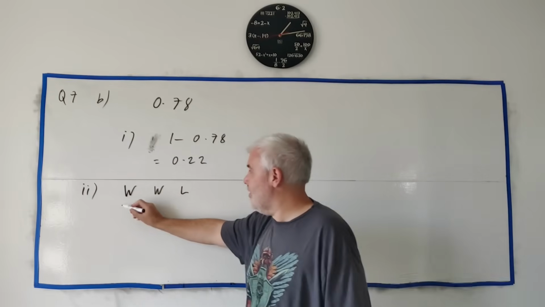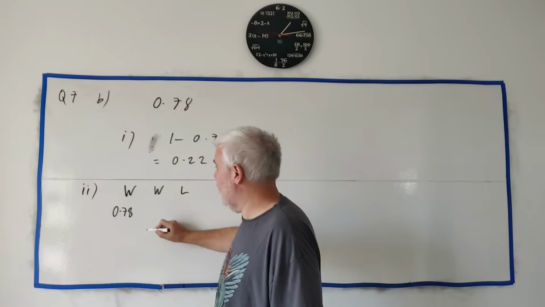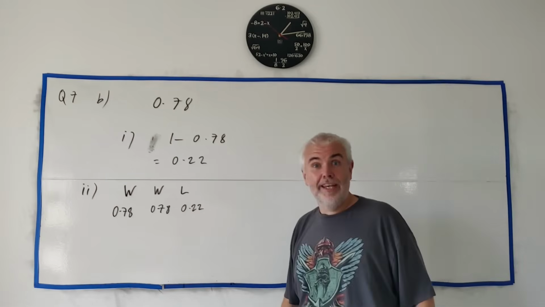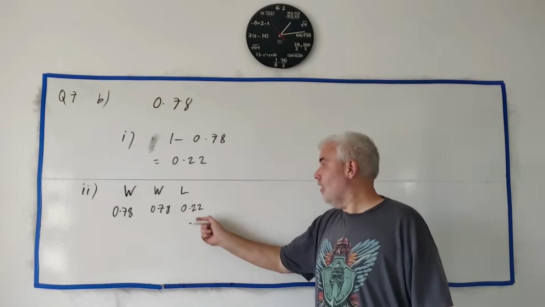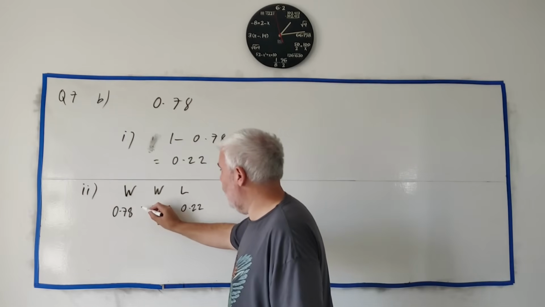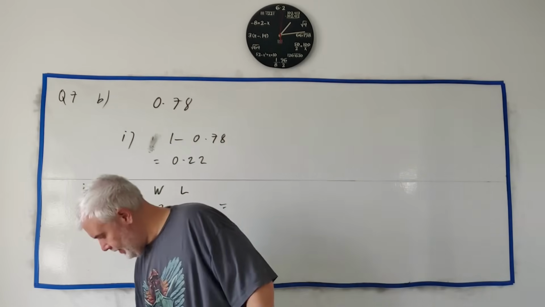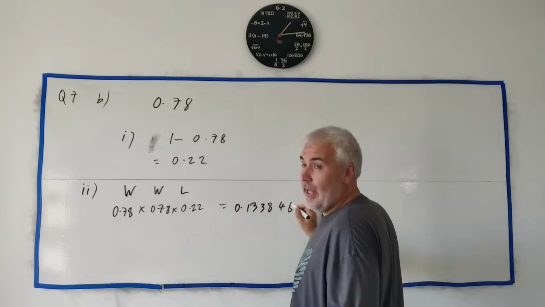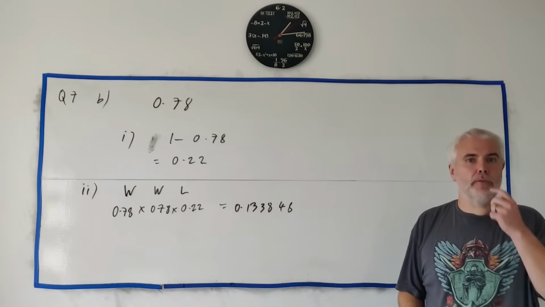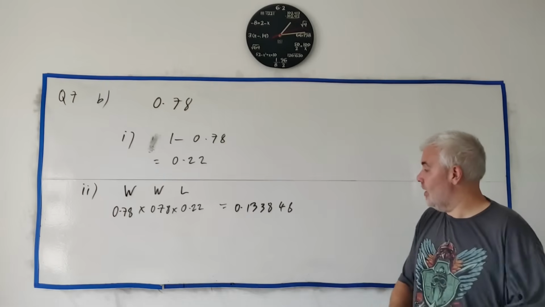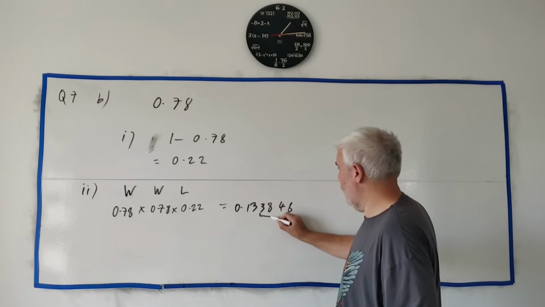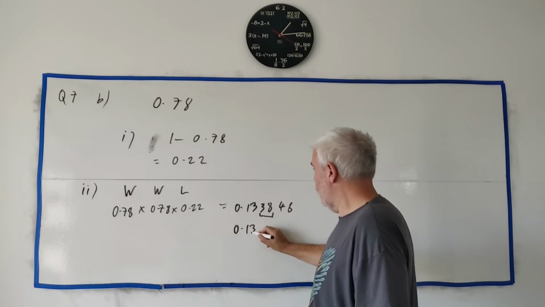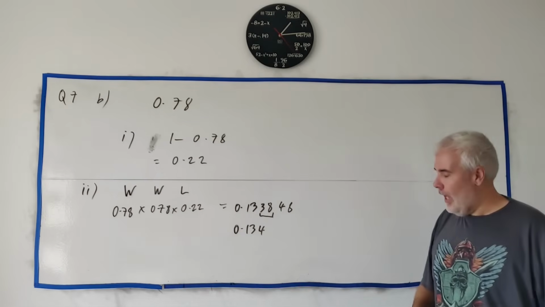So to write this in maths, the chances of this happening is 0.78. The chances of this happening is 0.78. Chances of this happening is 0.22. The chances of all three of them happening, you have to multiply them all together. If we multiply all of these together, we get 0.1338848, and they asked for the probability to 3 decimal places. So this number is the important one. Look at the next one. It's closer to 40 than 30, so we'll round up 134. That's the probability.